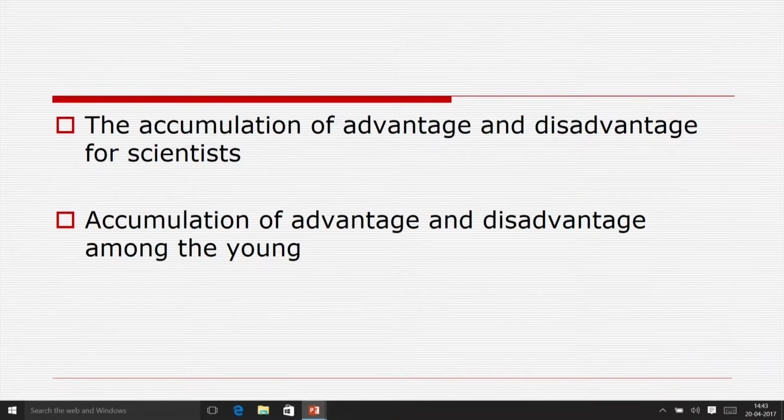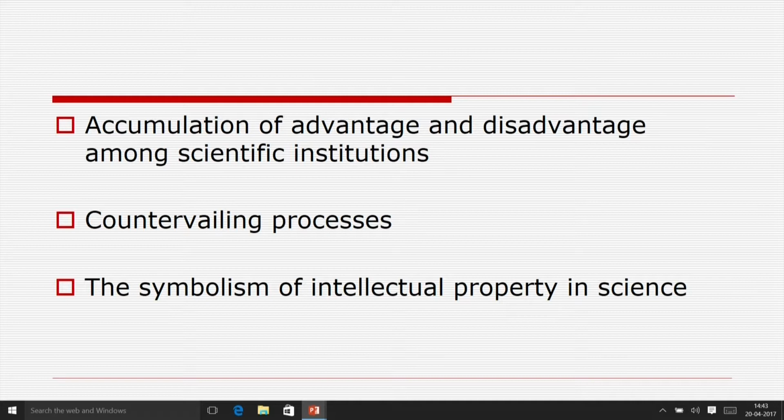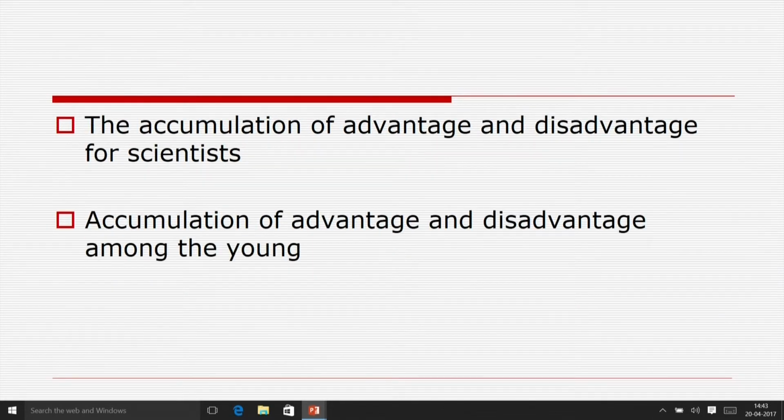From here onward, we will move on to the accumulation of advantage and disadvantage for scientists, then among the young scientists, junior scientists, graduate students, PhD students. Then we will move on to the accumulation of advantage and disadvantage among scientific institutions, research organizations, research institutions, and so on, followed by countervailing processes and the symbolism of intellectual property in science. Okay. Now, let us start with the accumulation of advantage and disadvantage for scientists.